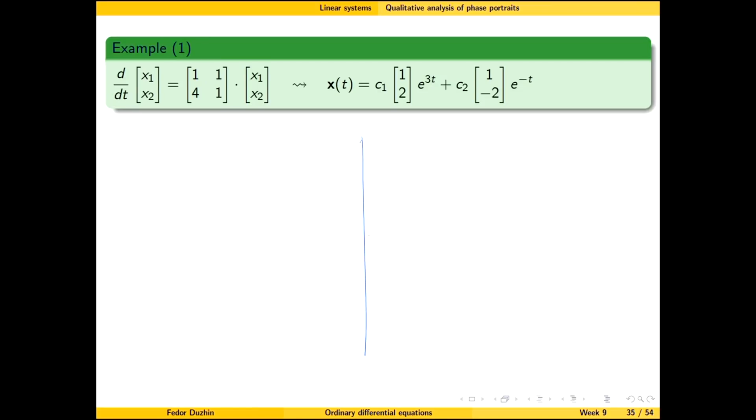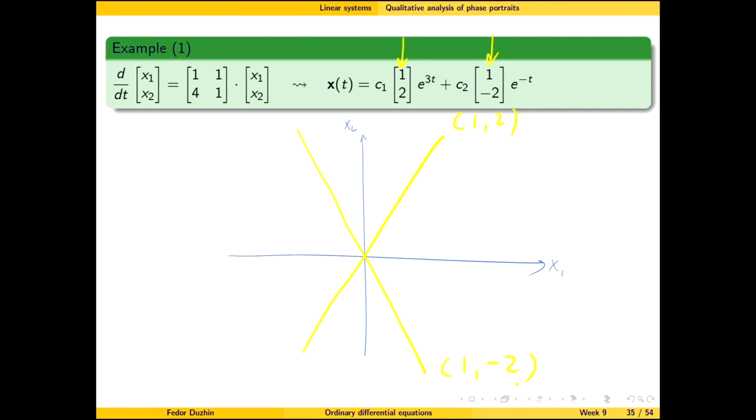So if I want to sketch it, x1, x2. First I plot the axes. Then notice that (1, 2) and (1, -2) are eigenvectors. So I'm going to plot the lines corresponding to these eigenvectors: the line that passes through the point (1, 2) and the origin, and the line that passes through the point (1, -2) and the origin. So this is (1, 2), and this is (1, -2).